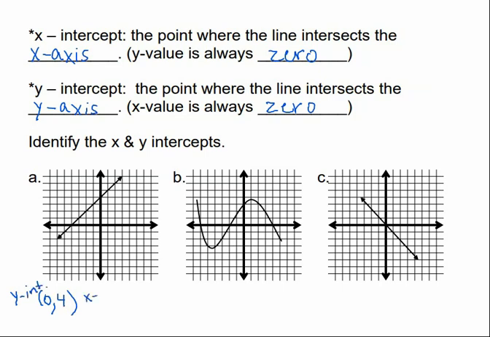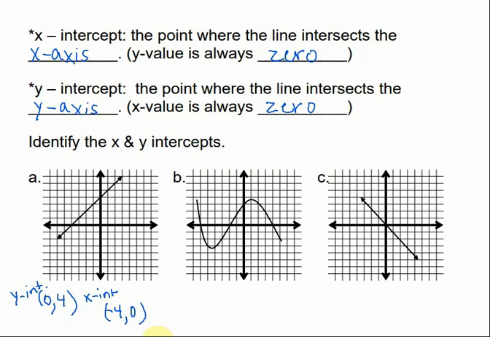And then my x-intercept would have a y value of 0. And the x value is where it crosses the x-axis. So if you'll notice, our line is crossing the x-axis on the negative side to the left of the origin, so it's going to be a negative, and if we count 1, 2, 3, 4, it would be negative 4 spaces to the left where it's crossing the x-axis. So my y-intercept is 0, 4, my x-intercept is negative 4, 0.